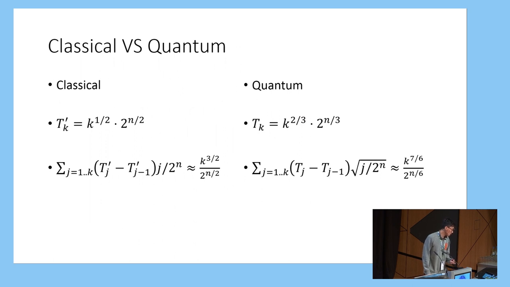Okay, so let's compare what happened in the classical and quantum settings. The first difference is the time Tk prime and Tk. The difference comes from the square root in the probability. And also, for the second formula, the difference also comes from the fact of quantum computation. In the classical setting, we have the probability, but in the quantum setting, we have the square root of the probability.